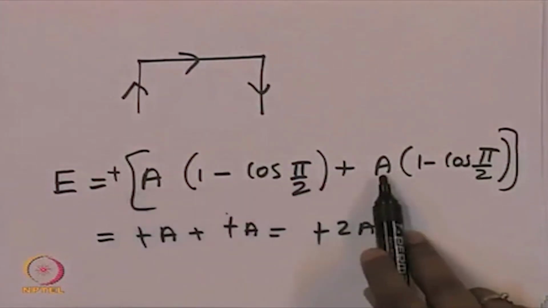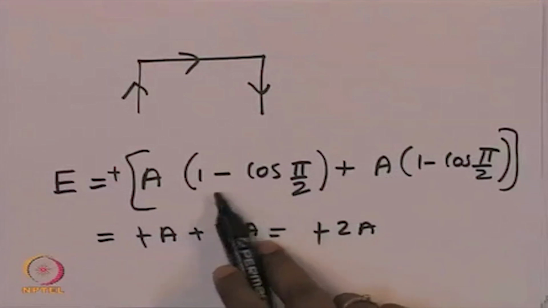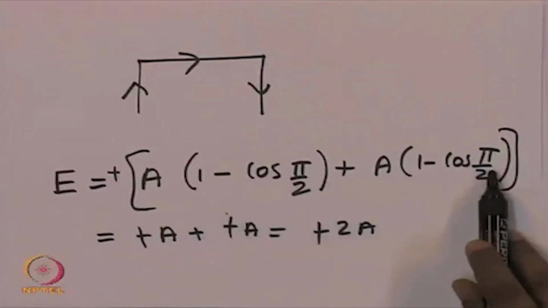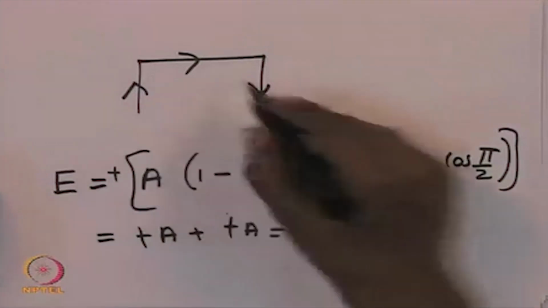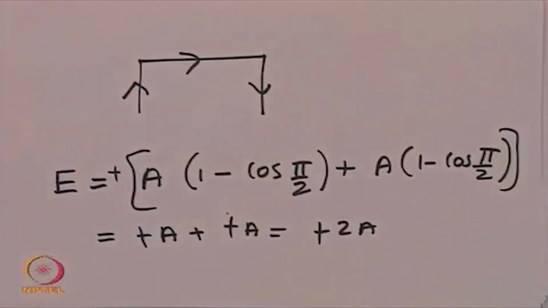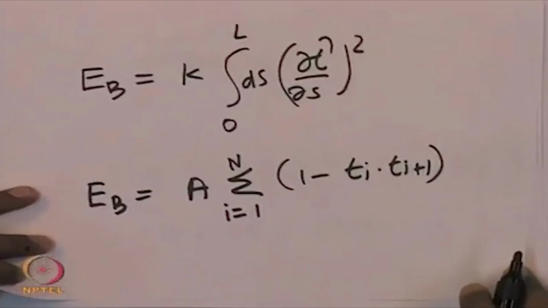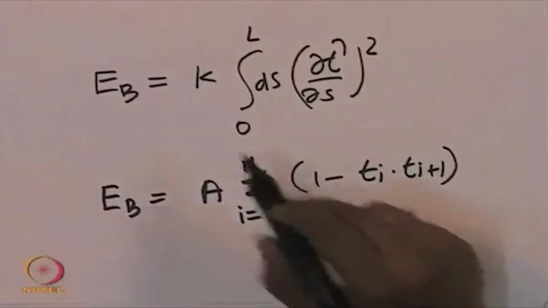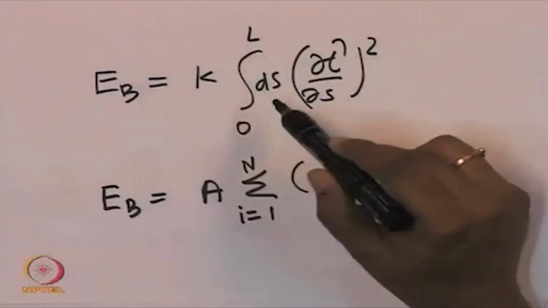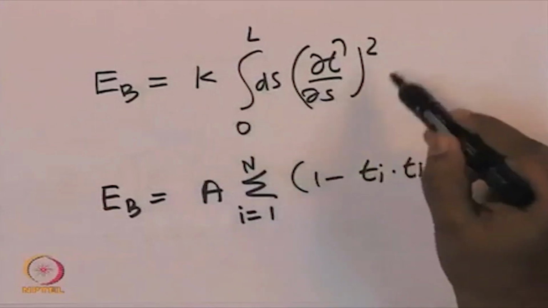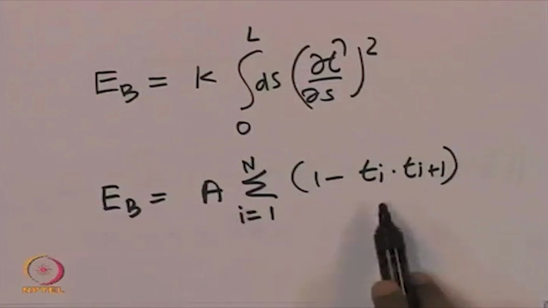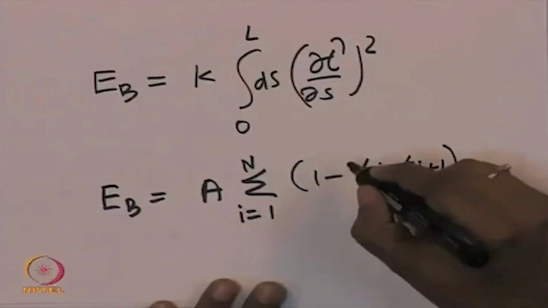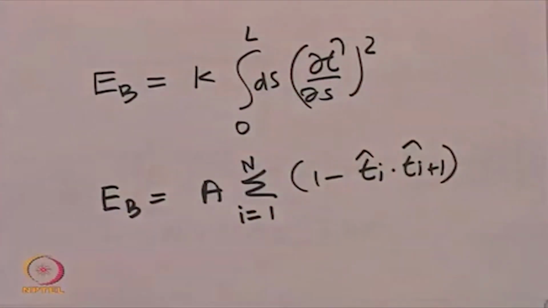So, A into 1 minus cos pi by 2 plus A into 1 minus cos pi by 2, the answer is 2 A. So, the energy of this system will be 2 A. These are the two energies in the discrete worm-like chain model. The bending energy is kappa into dT by ds whole squared, and in discrete format it will be 1 minus T i dot T i plus 1, where T i is a unit vector.